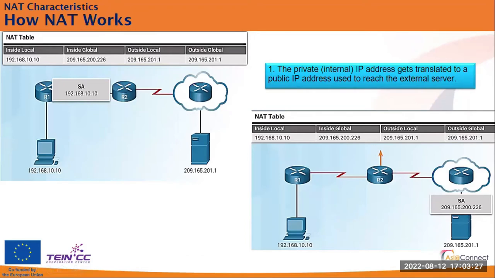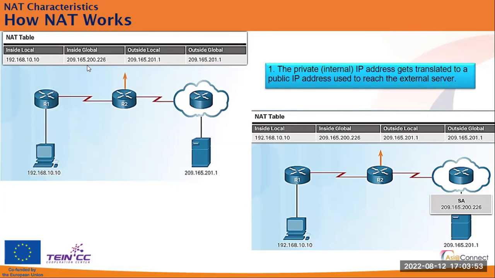Here you can see the procedure. See here, the inside local address is A, then it is the inside global address, right? So when it is going, first of all, R1 is sending the source address, it is coming to R2. R2 is seeing its table, that means the NAT pool or NAT table, then translating the source IP address.